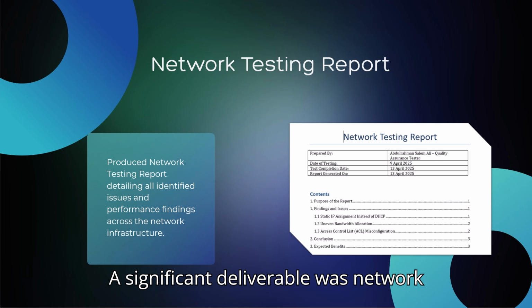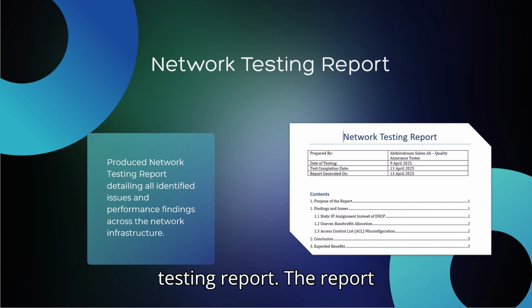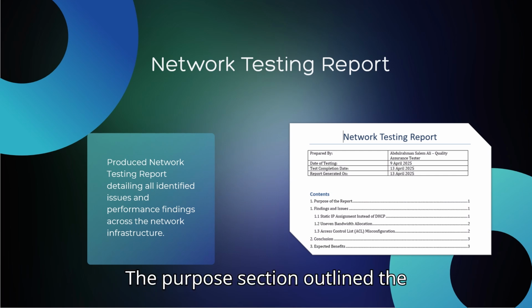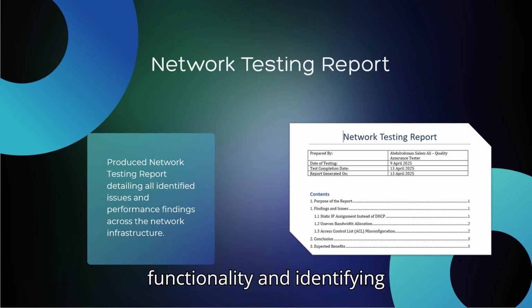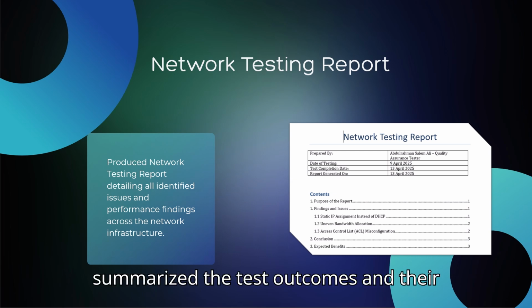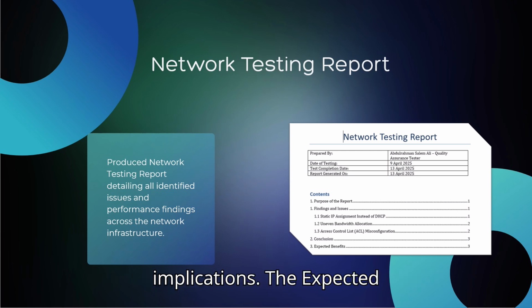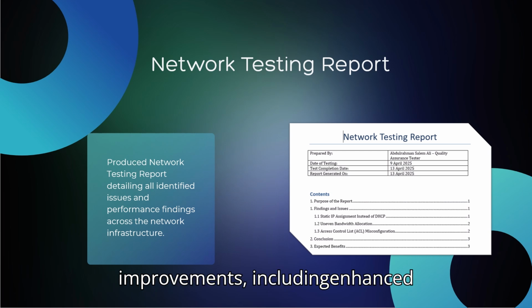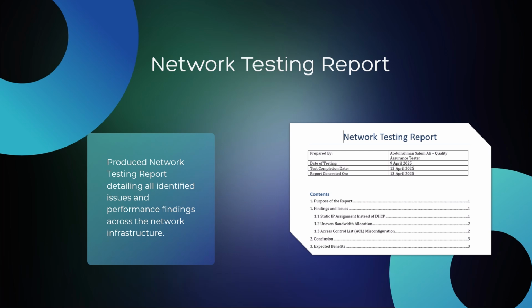A significant deliverable was the network testing report. The report comprised 4 key sections. The purpose section outlined the objective of validating network functionality and identifying defects. The findings section detailed issues such as IP configuration errors, bandwidth allocation imbalance, and access control list misconfigurations, which impacted performance. The conclusion summarized the test outcomes and their implications. The expected benefits section highlighted the improvements, including enhanced network throughput and security. This report guided the team in optimizing the network for end users.